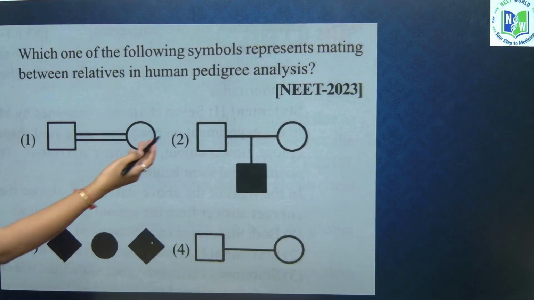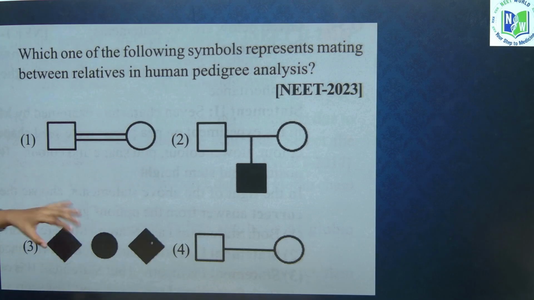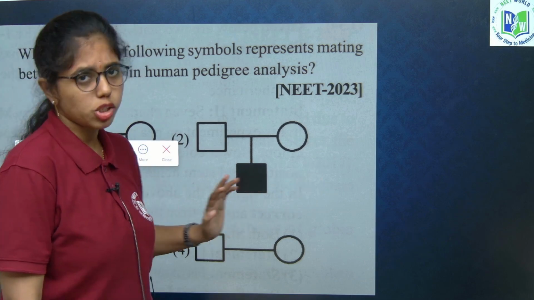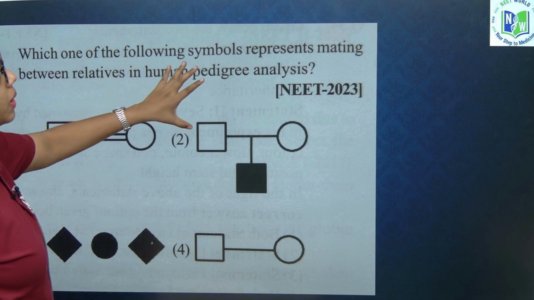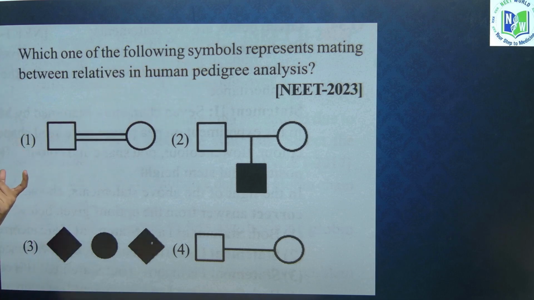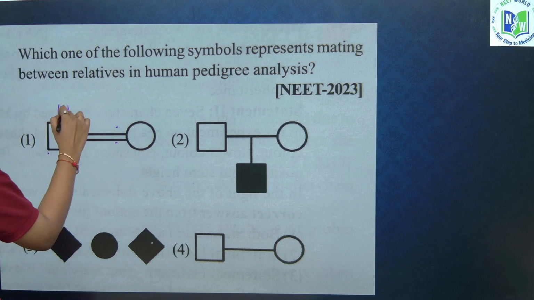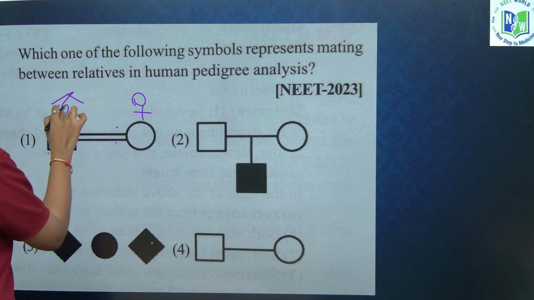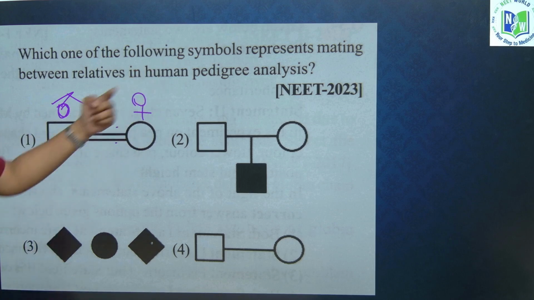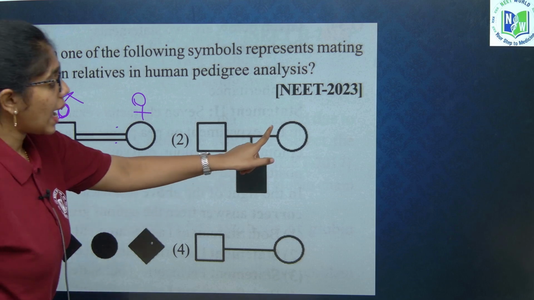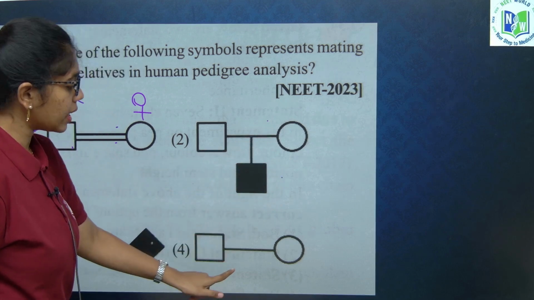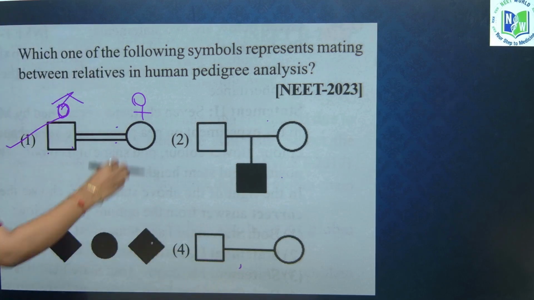This question was asked in 2023, a very simple and easy question. It is based on the symbols of pedigree analysis. Which one of the following symbols represents mating between relatives, he is asking. For mating between relatives, two lines will join the square and circle, male and female. So option 1 is correct. These are affected individuals, unaffected parents with an affected child, and this is normal mating. Keep it in your mind.